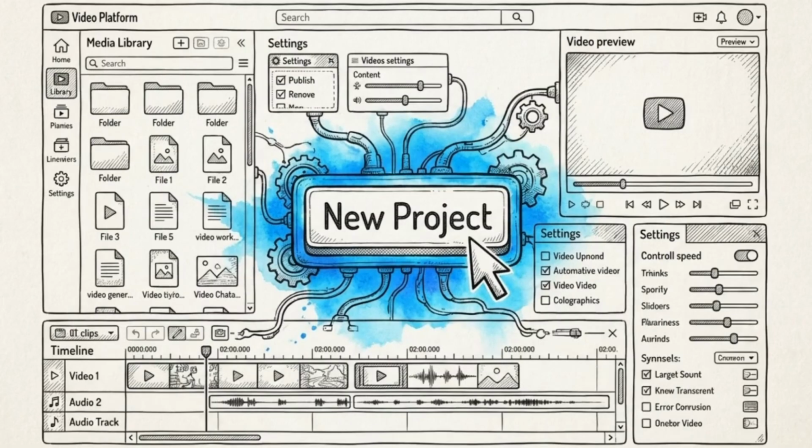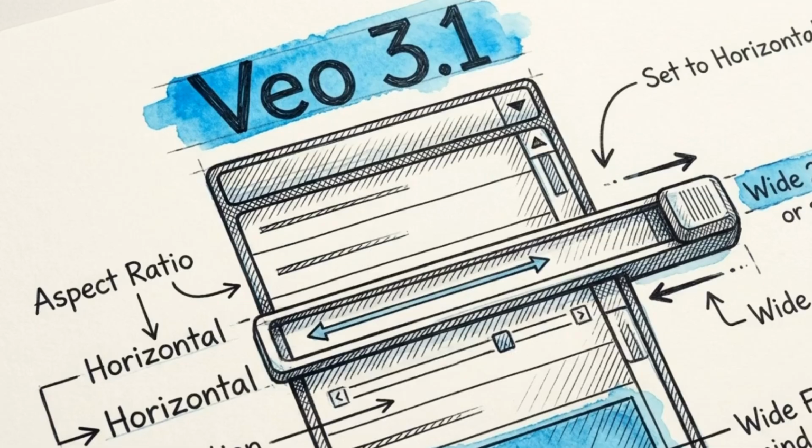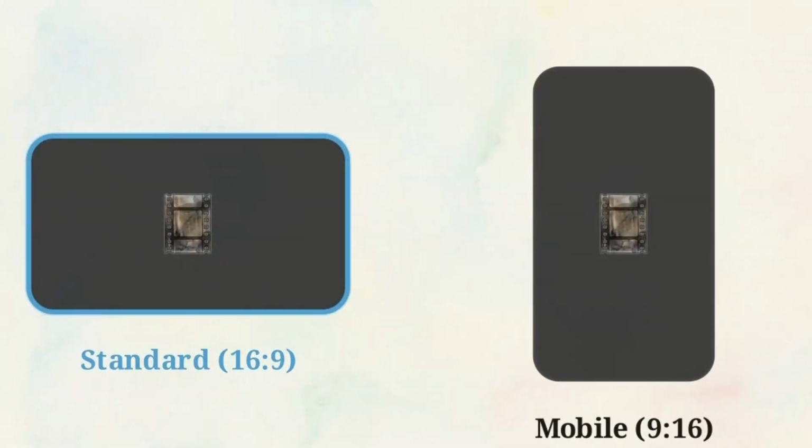Step 1 begins inside the Google Vids platform. Once you log in, select the VEO 3.1 model from the dashboard and set your aspect ratio. Choose horizontal for standard video or vertical if you are targeting mobile platforms.